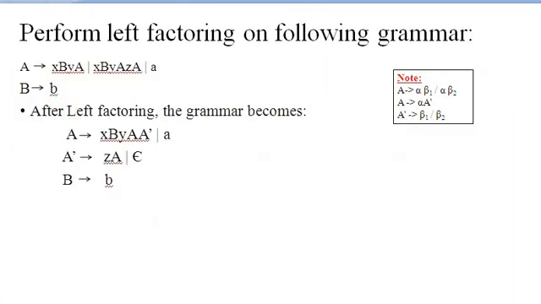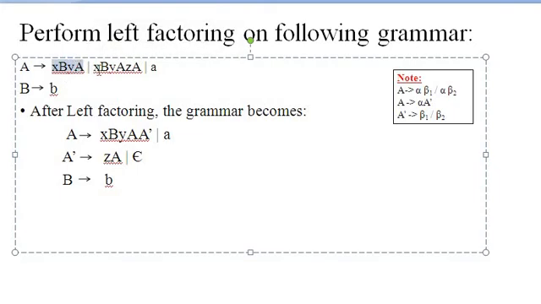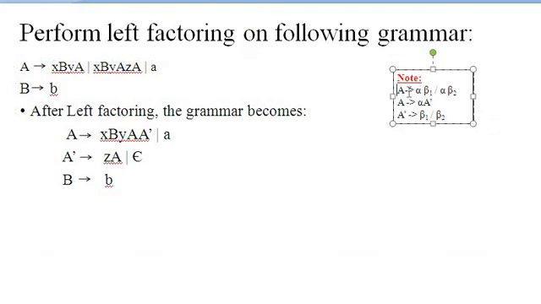Let's see with the help of an example. Here A gives x b y a, then x b y a z a, or a, and B gives b. In this grammar, left factoring is needed because of the common prefix in the right hand side. Here A produces three different productions. Among these three productions, two have a common prefix, x b y a. So it becomes your alpha. So convert it according to this formula. A gives alpha beta 1 or alpha beta 2. A gives alpha A dash and A dash gives beta 1 or beta 2.